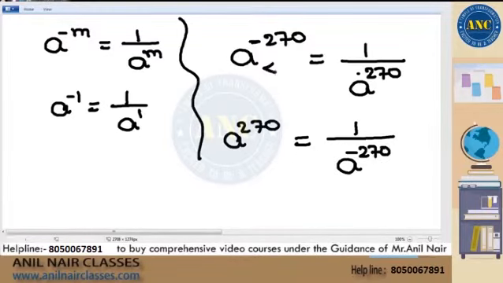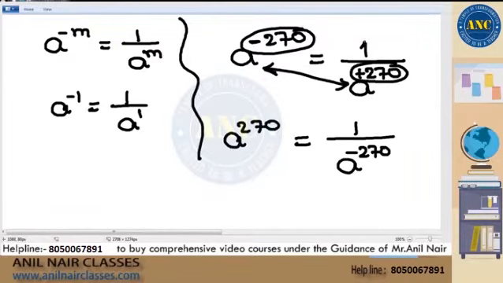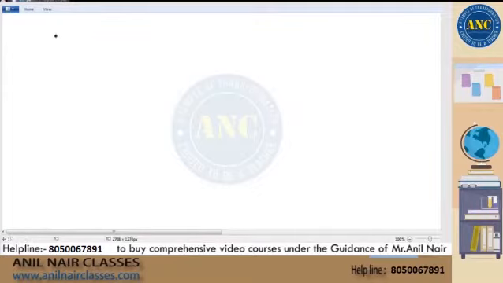Again, if you see, if you cross multiply, a power minus 270 into a power plus 270. So common base is a. A power m into a power n is a power m plus n. Minus 270 plus 270 is 0. So a power 0 is nothing but 1 itself. Right? Again, it's the proof of one of the laws of indices. Right? Now see here. Suppose if I have a negative power, it makes no difference, sir.